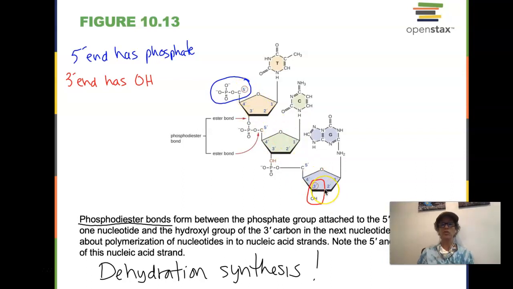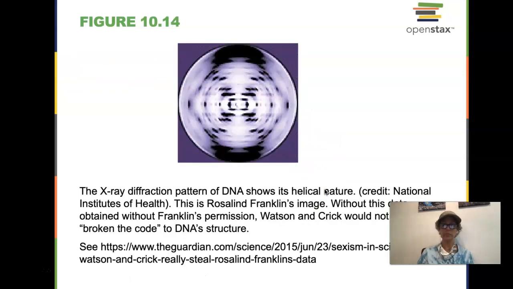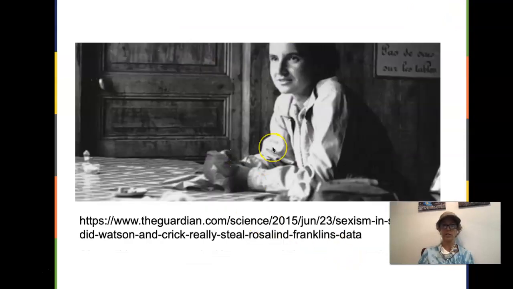This is just one strand. We also have to have the second strand. That will form this double helix, which I am not an X-ray crystallographer. I could not have told you that was what a double helix looks like if you freeze its crystals and bounce X-rays off of it, but that is it. Without that data obtained without Franklin's permission, Watson and Crick would not have broken the code to DNA structure, or at least not as quickly as they did. And I provided a link to an article in The Guardian about that. There is Rosalind herself.